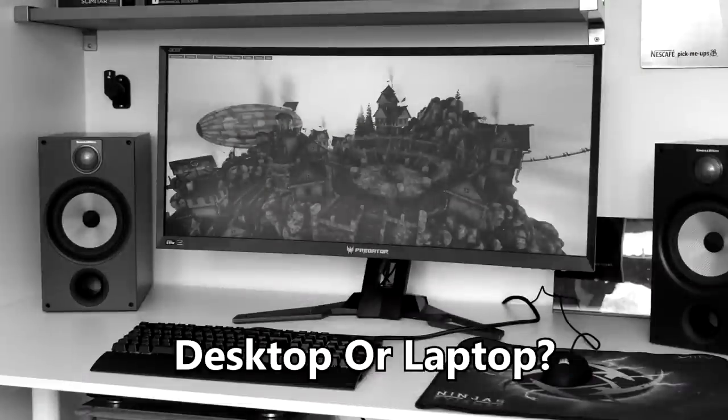Desktop or laptop? This is a question that a lot of people ask themselves on a daily basis, and it's not always the thing that people get right. It all comes down to whether you're going to fully utilise the platform that you're using. Do you want a desktop, or should you be buying a laptop?